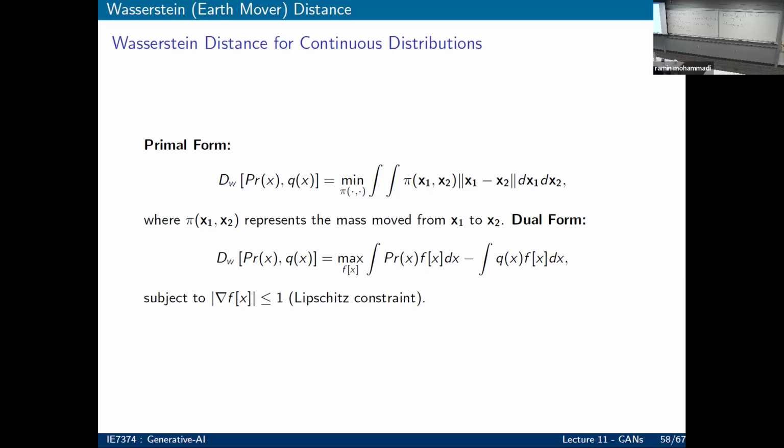So we enforce that whatever function f we are using, if it's your discriminator, for example, whatever discriminator you have, the gradient of the discriminator should be less than or equal to 1. And that comes from the Lipschitz constraints. If you remember, we had Lipschitz constraints before.